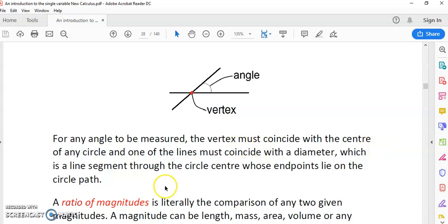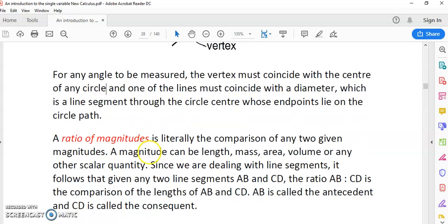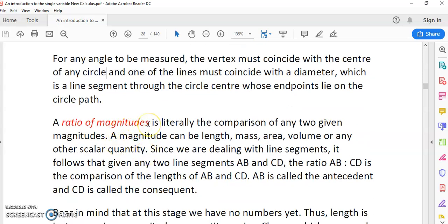What does symmetry mean? It means the same measure, okay? That's what that Greek word means. It means having the same measure. So the diameter is just a line segment through the circle center whose endpoints lie on the circle path. And then, of course, we can have a ratio of magnitudes.